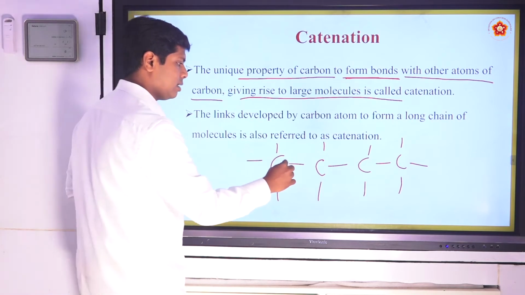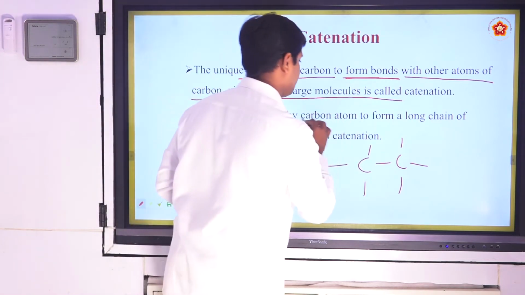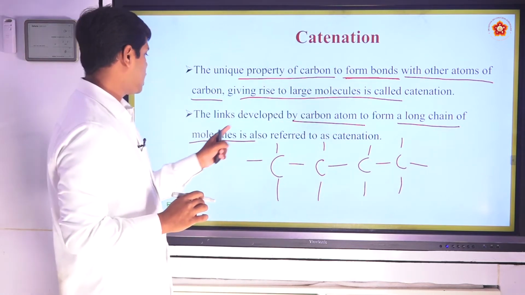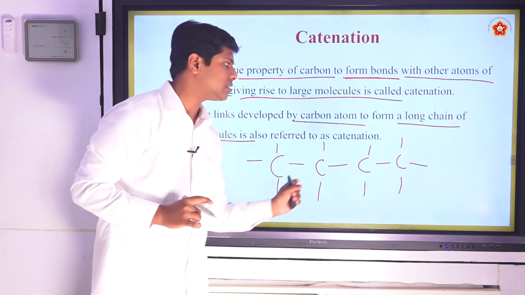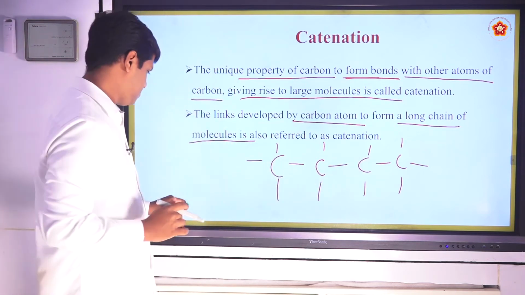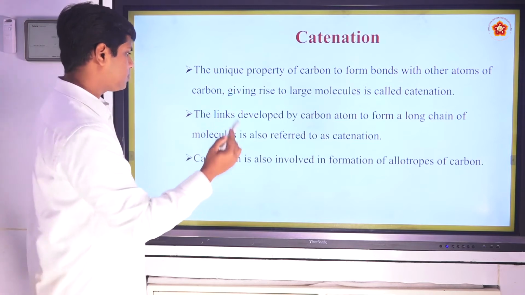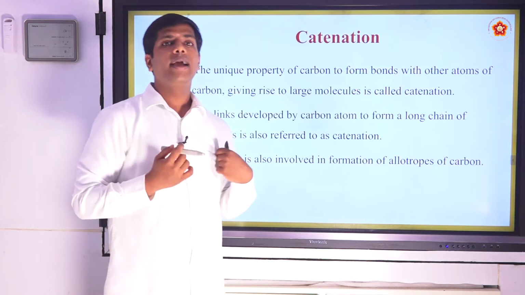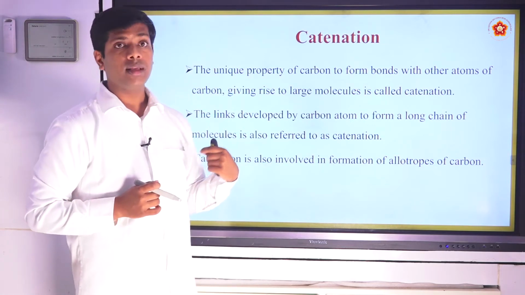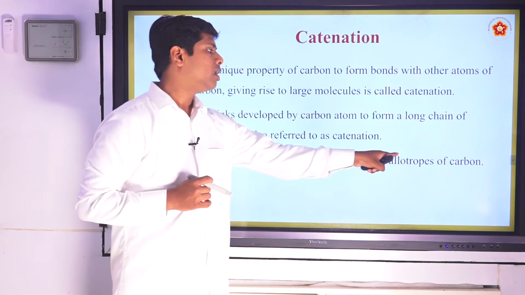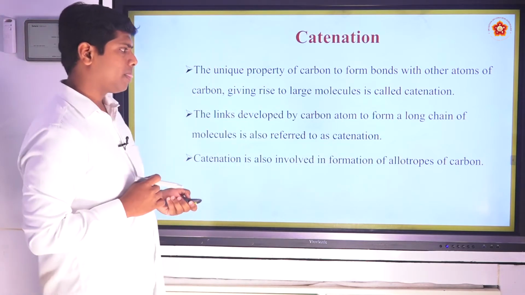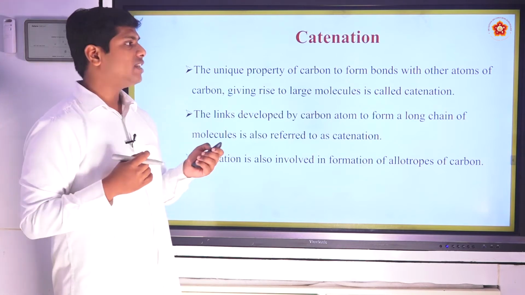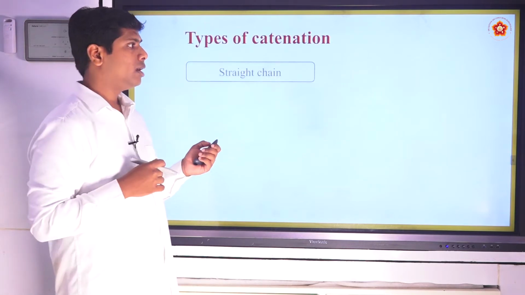See, this is the link developed by the carbon atom to form long chain molecules. To form long chains of molecules is also referred to as catenation. This is the definition of catenation. Next, catenation is also involved in the formation of allotropes of carbon. We know what the allotropes of carbon are. This catenation property is also involved in allotropes of carbon. Based on their links, it is divided into three types.